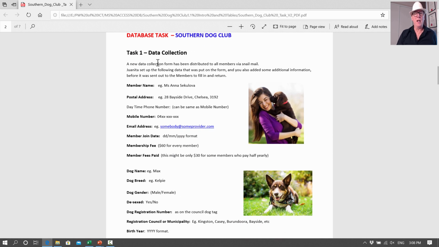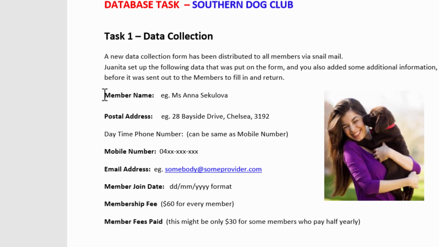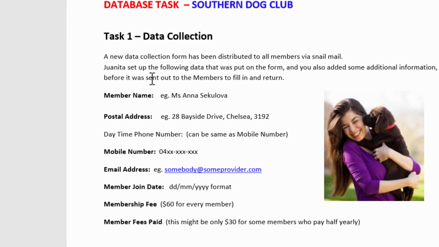So data collection, there's been a data collection form distributed to members just by normal snail mail, okay? So just post it out to them. Now we need to set it up, and we also helped to finalize the setup because we needed things like a member ID code and things, but people have to return their member name, their postal address, their daytime phone number, which should be bolded there, can be the same as the mobile number. Actually, I think we took that out and we've actually only got a mobile number now. So it's just a mobile number, email address, member join date, membership fee, member fees paid.